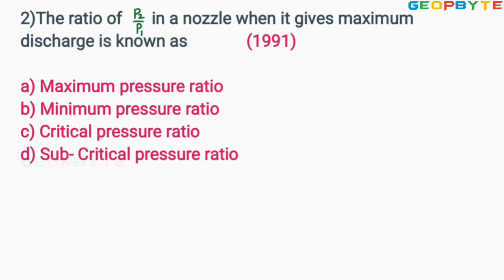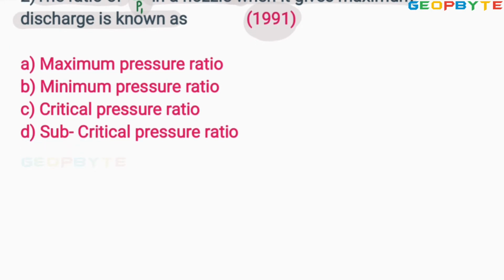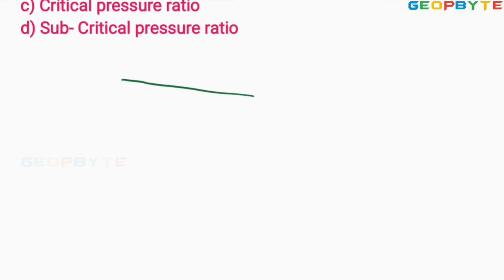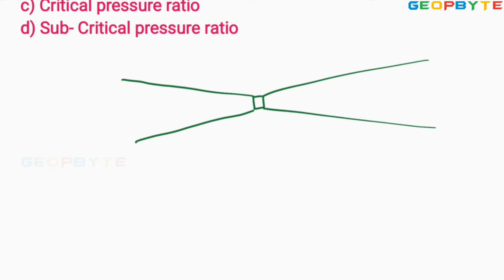Look at the second problem. It is also asked in 1991. The ratio of P2 by P1 in a nozzle when it gives maximum discharge is known as what? Here for the steam nozzle, if I take the converging diverging nozzle, it looks like this. This is the converging diverging nozzle. The converging diverging nozzles are selected for getting supersonic velocity.